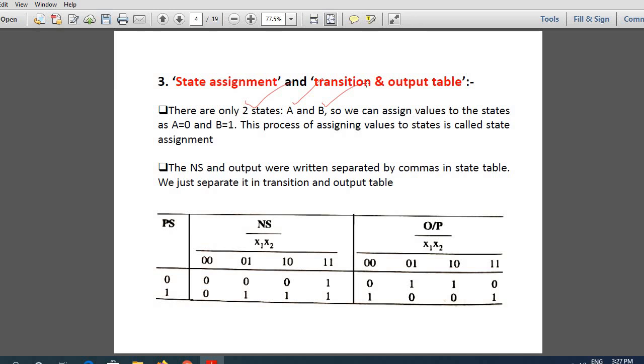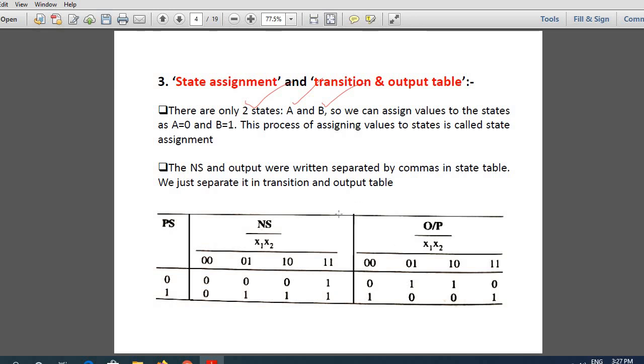You randomly assign values to your states. You have only two states. So in digital, using 1 bit you can represent two states. So only 1 bit is needed to represent the states. A is 0 and B is 1.